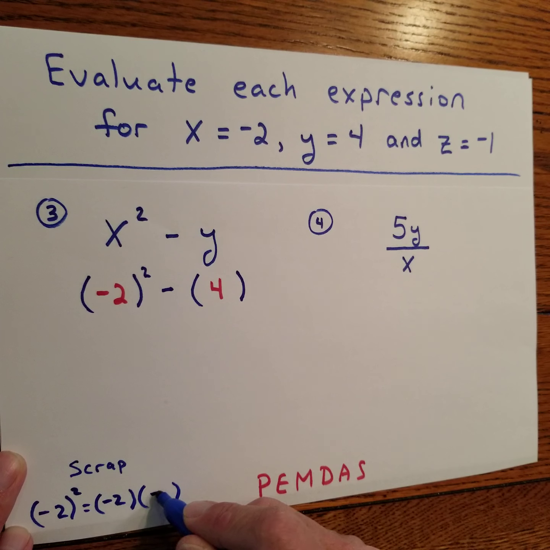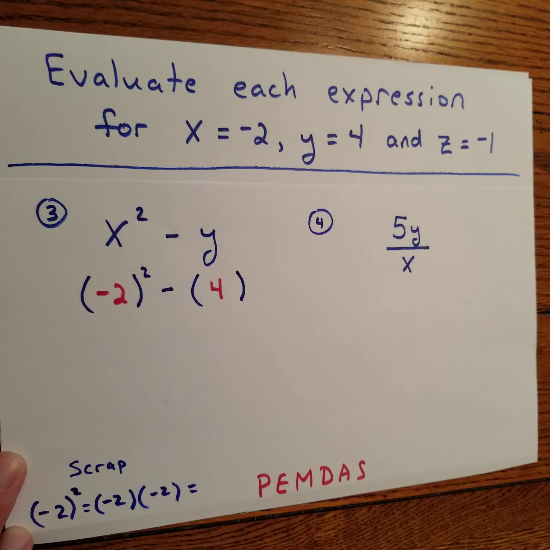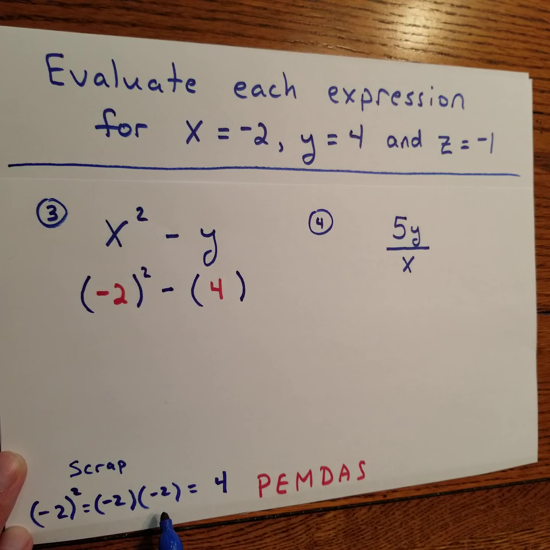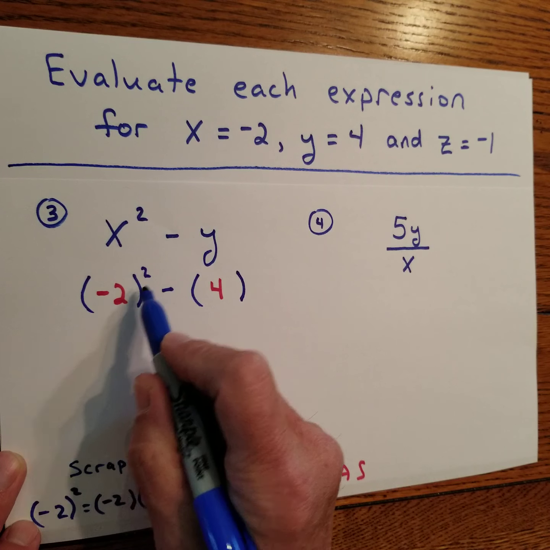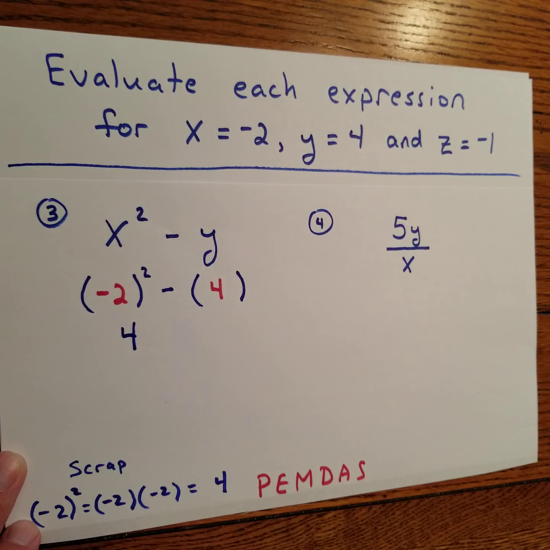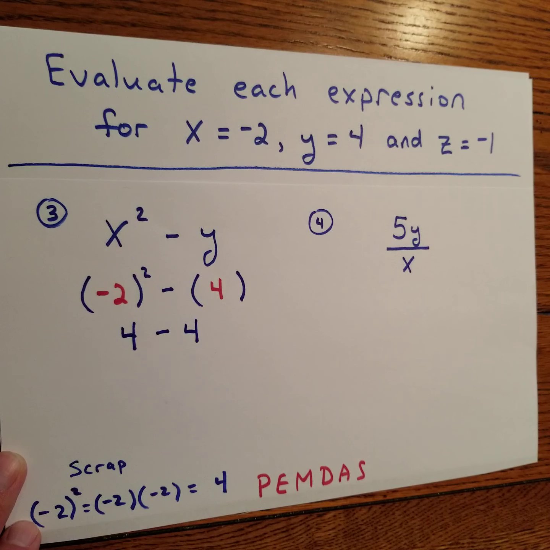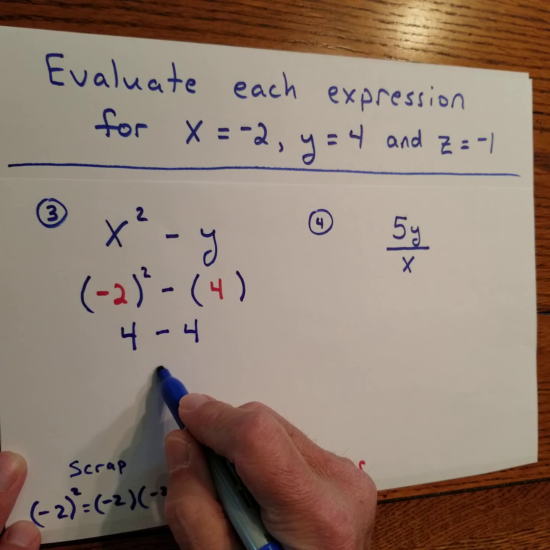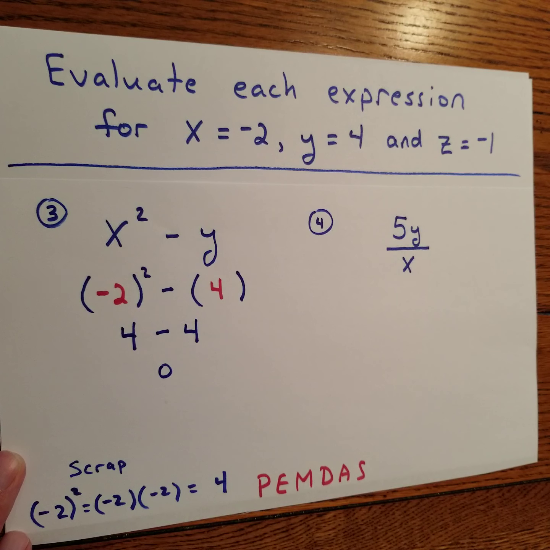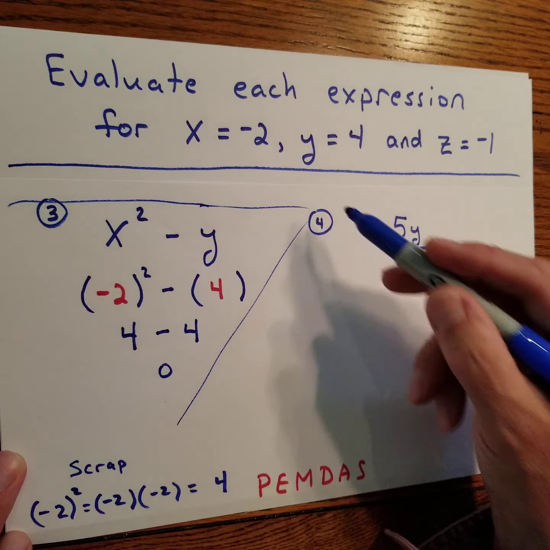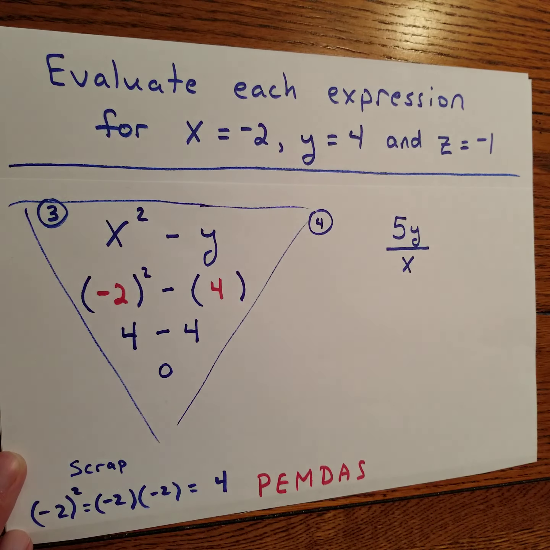That's -2 times -2. 2 times 2 is 4. Two negatives make a positive. -2 to the second power is 4. Copy the -4. Of course, 4 minus 4, that's 0. Looks great. There's my work in that triangle again. No equal signs. That's the way we like it to look.